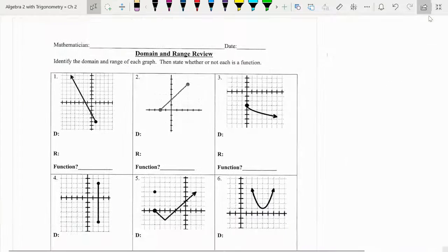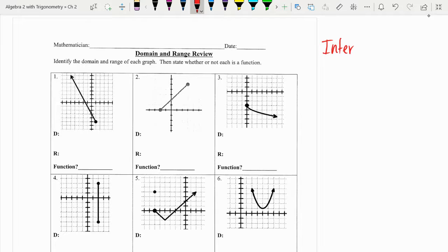Hi, this is Mrs. Martin, and I'm going to do notes today on interval notation. And within the interval notation, we're going to be discussing the domain and range of graphs.